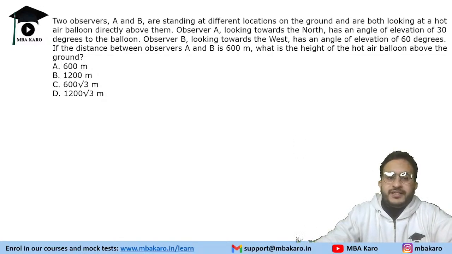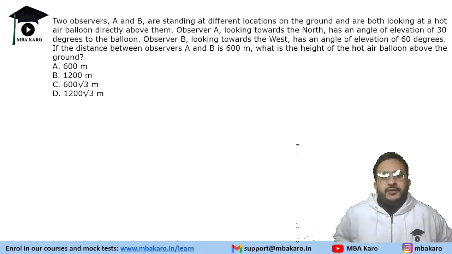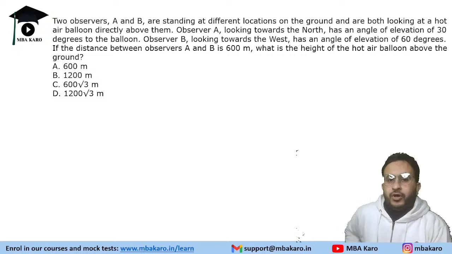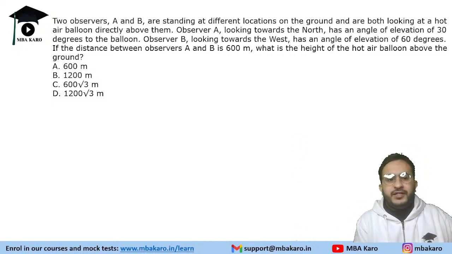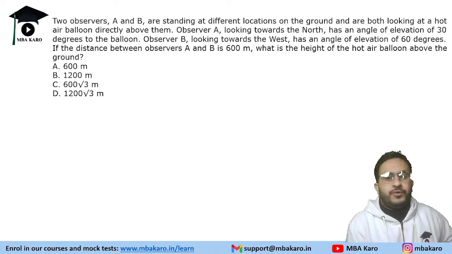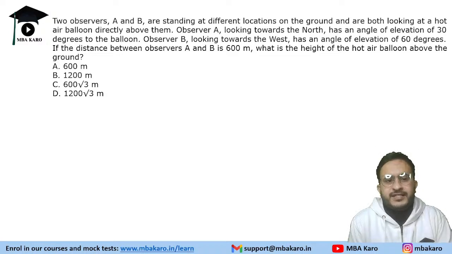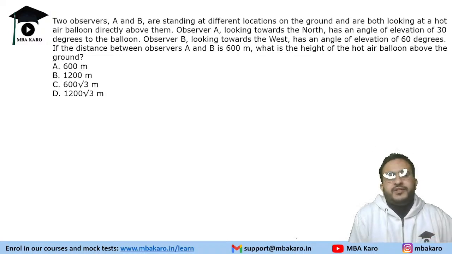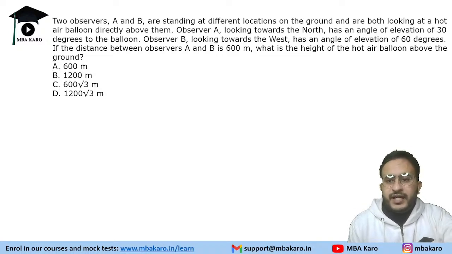Two observers A and B are standing at different locations on the ground and are both looking at a hot air balloon directly above them. Observer A looking towards the north has an angle of elevation of 30 degrees to the balloon. Observer B looking towards the west has an angle of elevation of 60 degrees. If the distance between the observers A and B is 600 meters, what is the height of the hot air balloon above the ground?